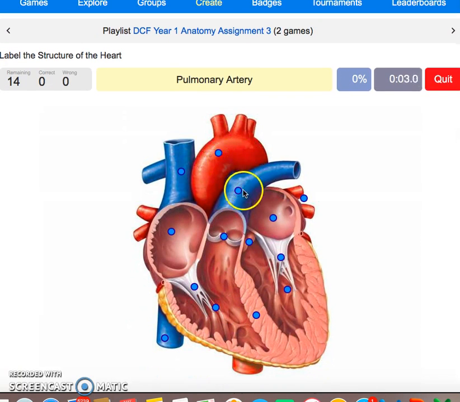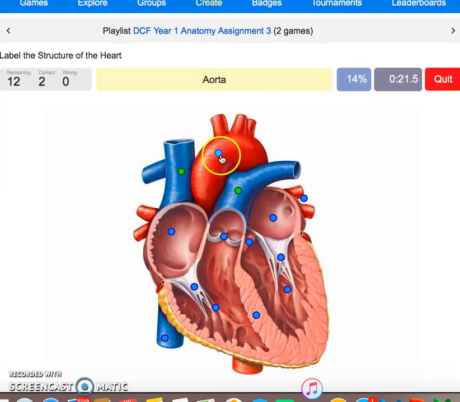The pulmonary artery. This carries deoxygenated blood to the lungs from the right ventricle. The superior vena cava. A large vein that carries deoxygenated blood from the upper body into the right atrium.